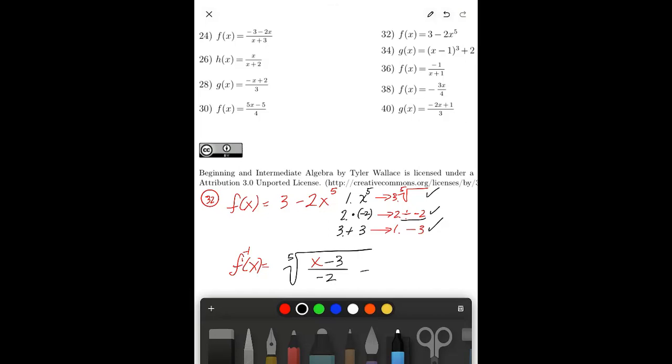Now I'm going to clean it up or simplify it a little bit. You don't have to do this, but I am going to make this +3 minus x over 2. Basically, I just took the negative and multiplied the x by that and the -3, and I got that. So these are basically the same. You can enter any one.